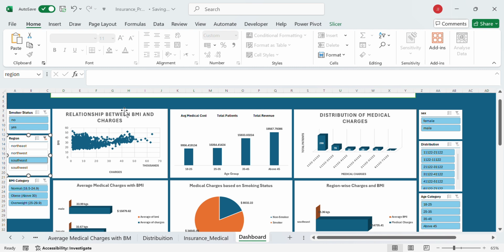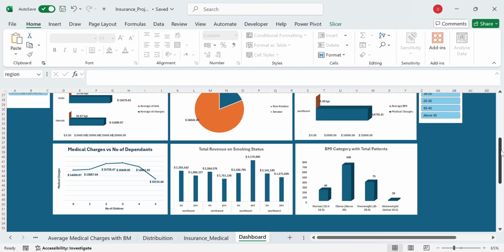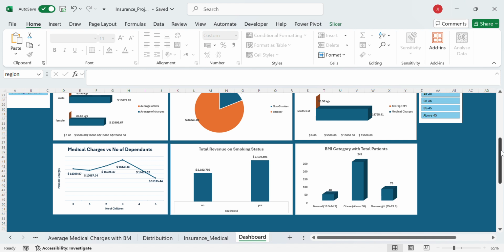Now in the southeastern region, yes, we can see that around 208,700 was given. 208 comes to this category, which means dependents would be more than 3. Let's just see. Yes, dependents are pretty much more than 3, and we can see that there's a decline in the rate in the dependents as well. When we come to the revenue, we can see that most people come under the category of smoker status.